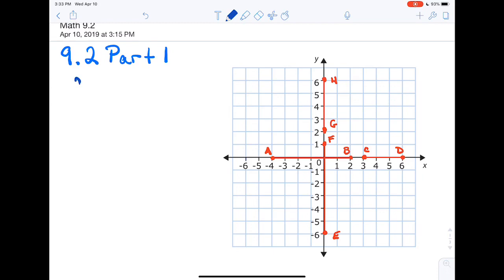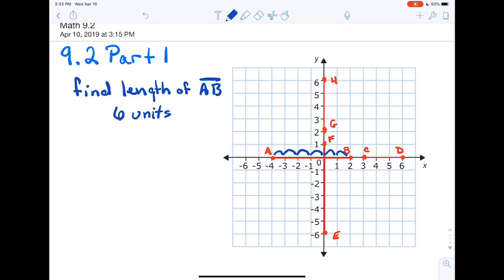Now, if you had a problem that told you to find the length of the line segment AB, you could look on your coordinate plane and you could just count. Well, here's 1 unit, 4 to 3 is 1. 3 to 2 is 1. There's one more. Oh, that is 6 in all. It is 6 units. We don't know what kind of units they are, so we can just write units. So that's one way to do it.